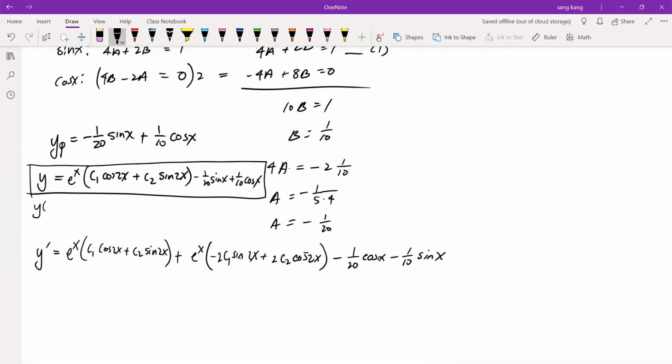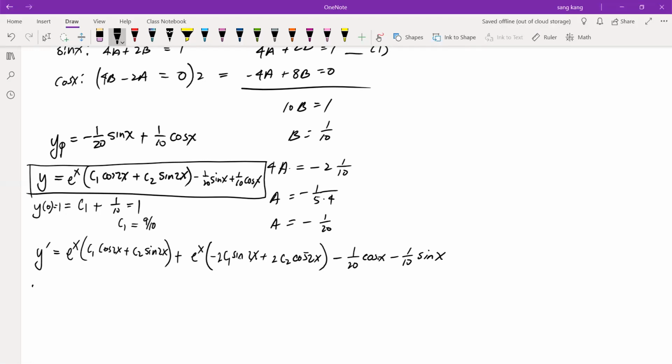So y at 0 equals 1. So this will be 1 times c1, cos of 0 is 1. So c1, this sine term will go to 0. And we have 1/10, just 1/10. And this equals 1. So c1 is going to equal 9/10.